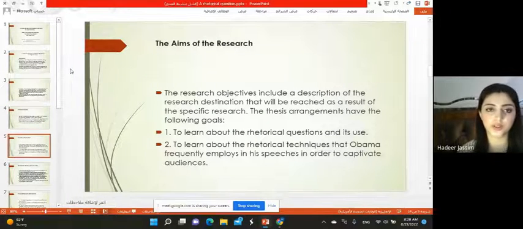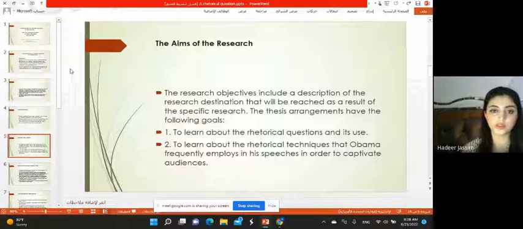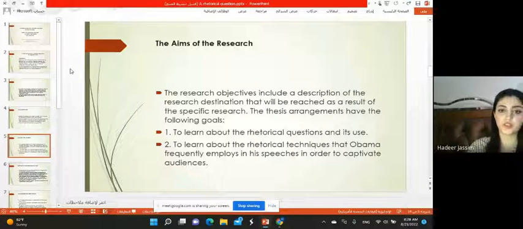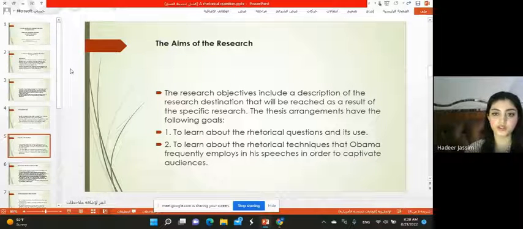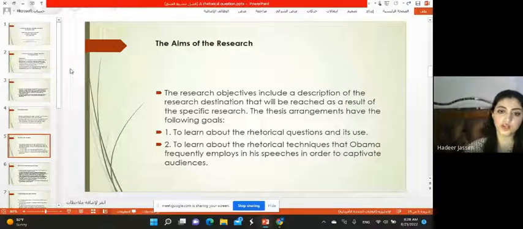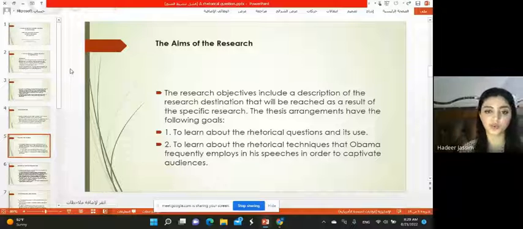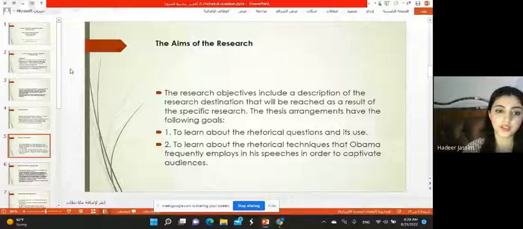The aims of the research objective include a description of the research destination that will be reached as a result of the specific research. The thesis has the following goals: to learn about the rhetorical question and its use, and to learn about rhetorical techniques that Obama frequently employs in his speeches in order to captivate the audience.